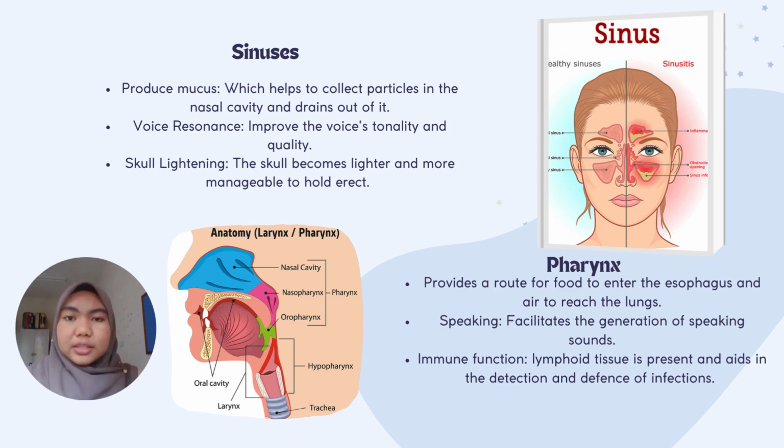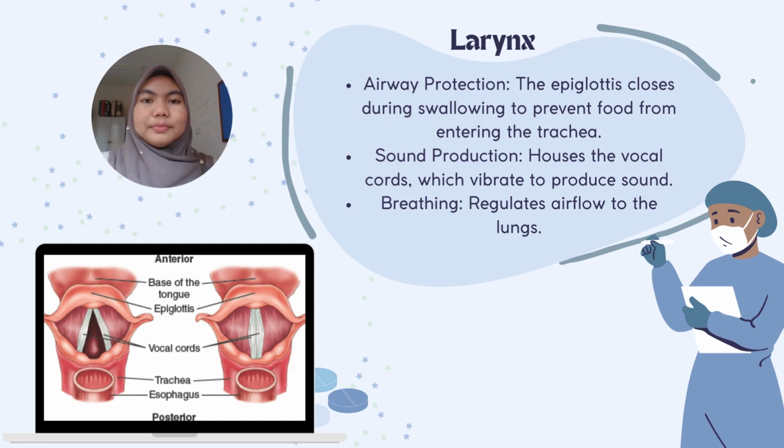The pharynx provides a route for food to enter the esophagus and air to reach the lungs. It is separated into the laryngopharynx, oropharynx, and nasopharynx. The pharynx assists in sound articulation and has lymphoid tissue that aids in pathogen detection and defense in addition to its functions in breathing and digesting.